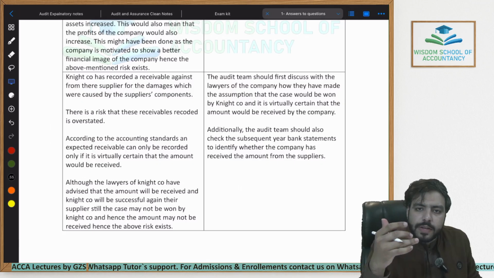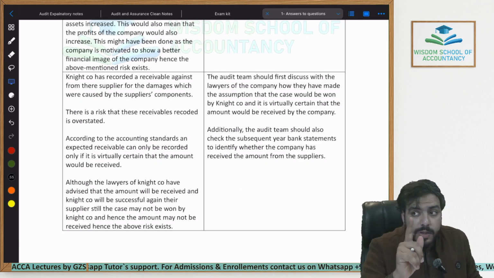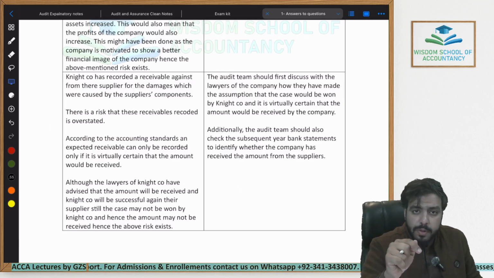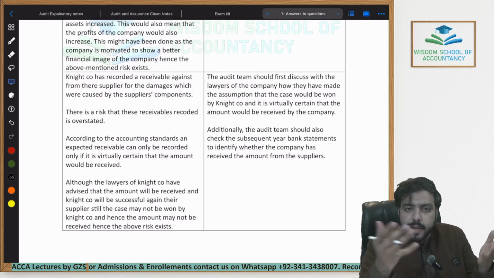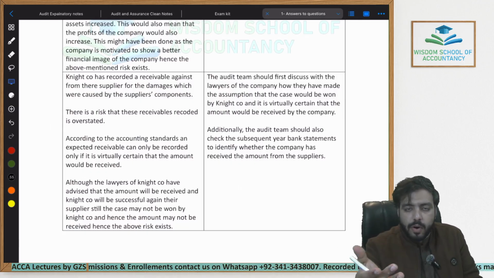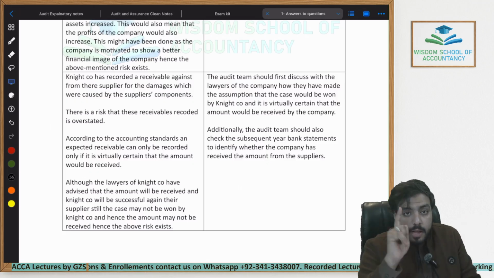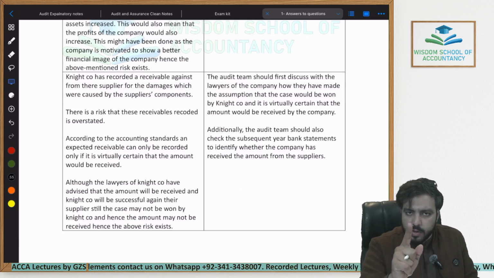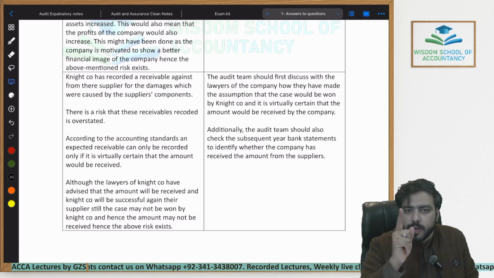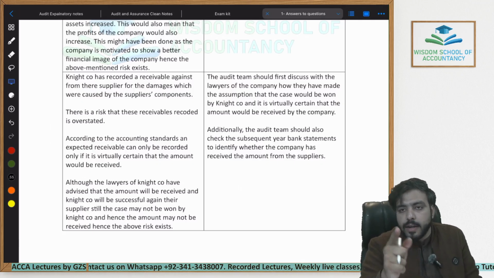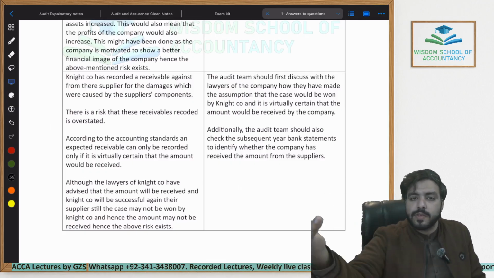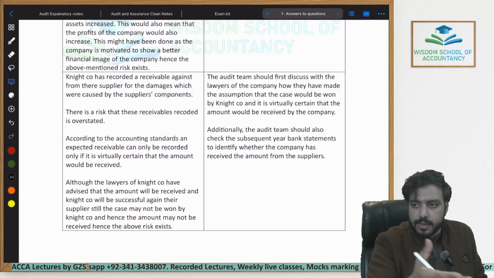First, we cannot discuss this thing with the management. Why? Because management has been advised by the lawyers that they will win it. They have only acted upon the lawyers' advice, and that is why they have recorded it. They did not record it themselves. The lawyers are the ones who said that you will win this case. So why don't we discuss this with the lawyers of this company? Upon what assumptions and what basis did you tell that the company will win this case? What were your assumptions? Please let us know. Let's discuss the assumptions that were used by you in telling the management that they will win this case.